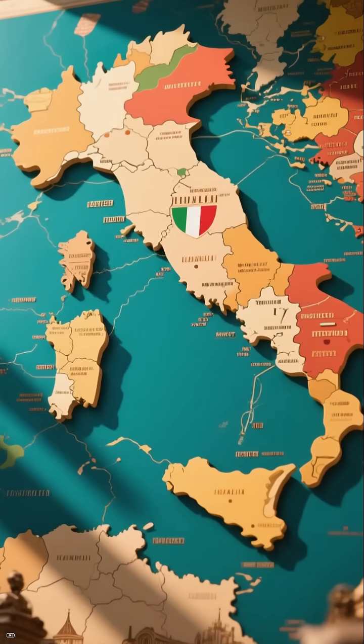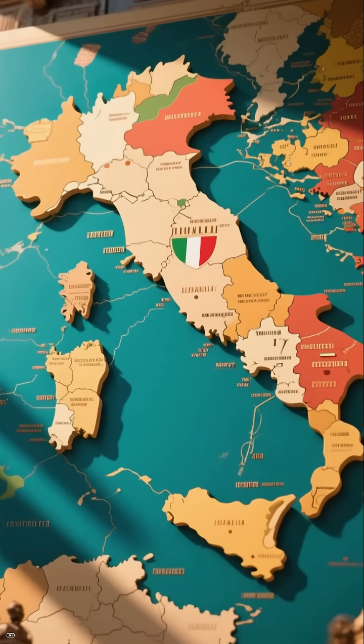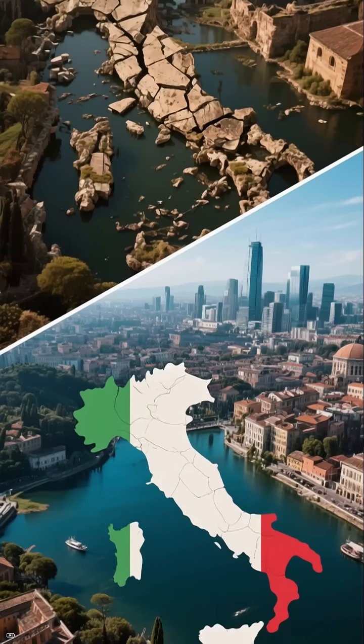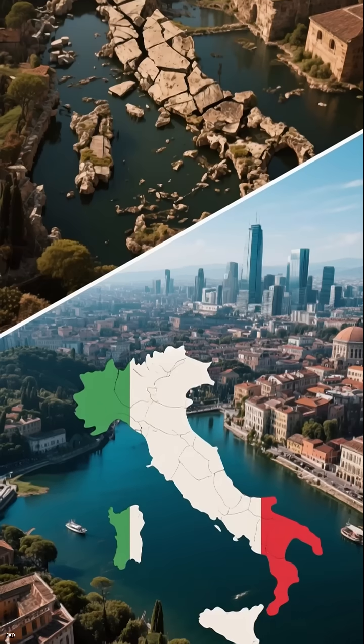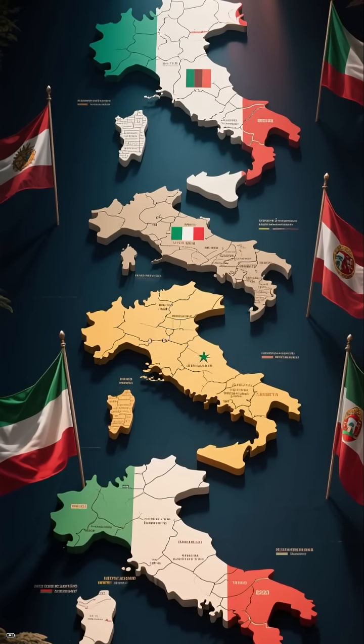The unification of Italy is a fascinating topic, and it is one that I have wanted to cover for quite a while now. In this first episode, we will look at how Italy went from looking like this to looking like this. As you can see, Italy today consists of 6 different states.